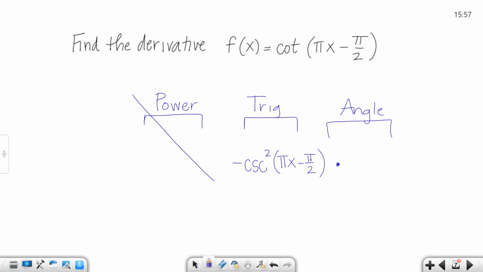Now then, for the angle portion, I'm going to take the derivative of only the angle. I'm going to take the derivative of only this blue part at the top. The pi over 2 is a constant, so that derivative is 0. Pi x, that's just a regular linear function. Pi is your derivative. That's the coefficient of x. So this particular answer, when we clean it up, would be negative pi cosecant squared of pi x minus pi over 2. And that's what it would look like.